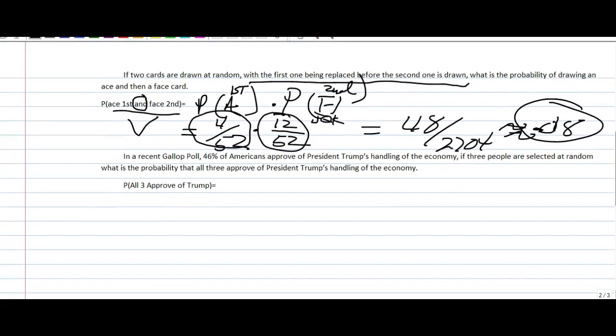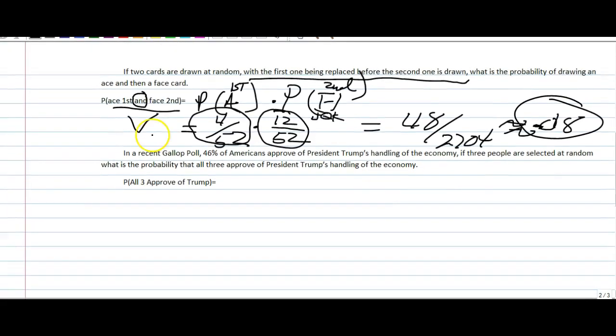Now, the next example also represents events which are independent. In a recent Gallup poll, 46% of the Americans indicated that they approve of President Trump's handling of the economy. So if I choose 3 people at random, what is the probability that all 3 say they approve of the way that President Trump is handling the economy?